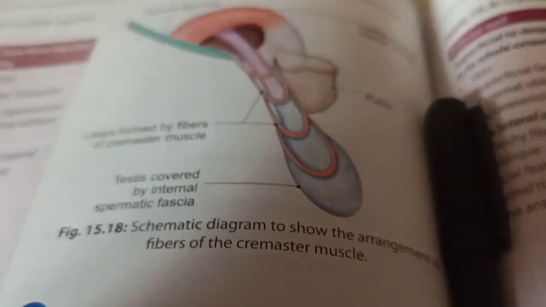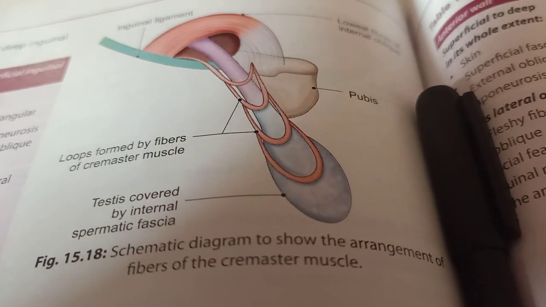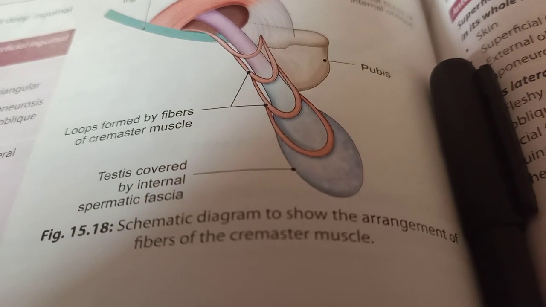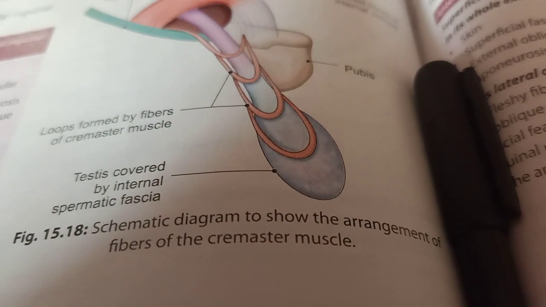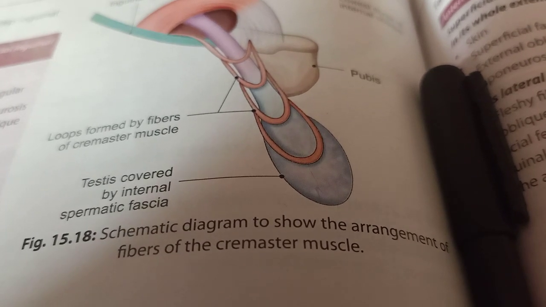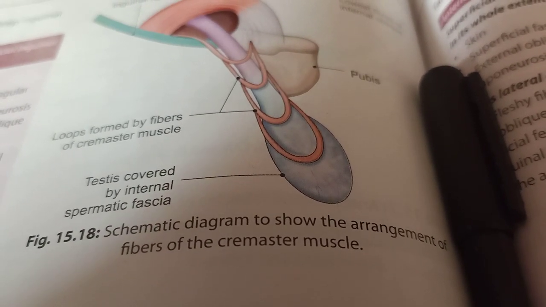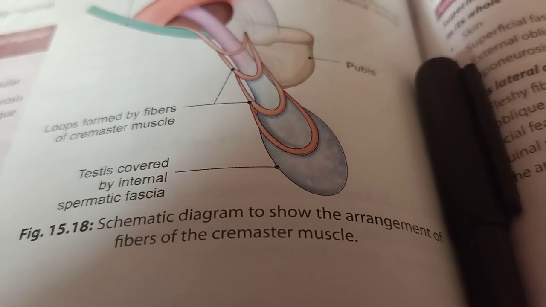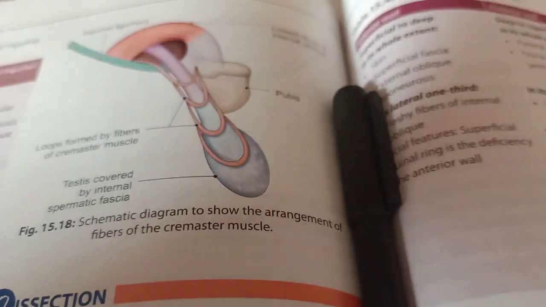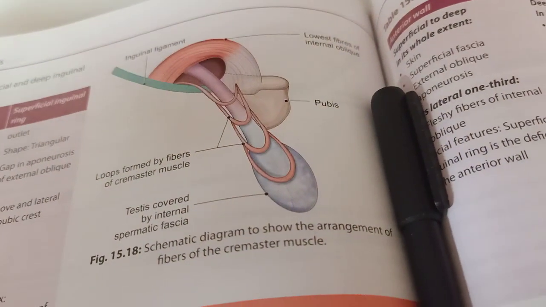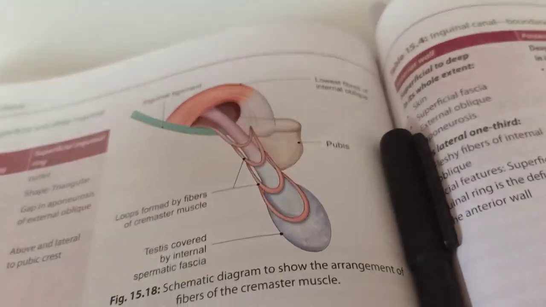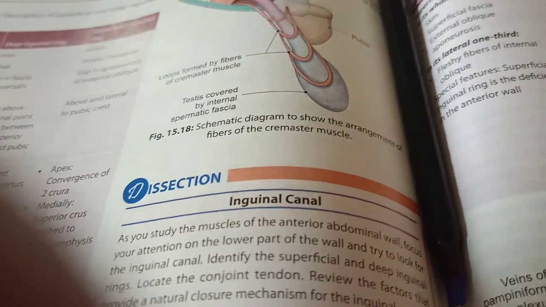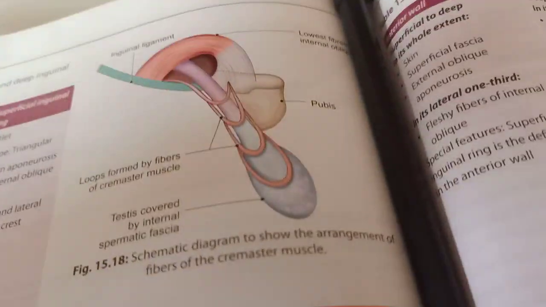This reflex is more seen in children, brisk, and the reflex is lost in upper motor neuron lesion above the L1 segment. Why? Because this is supplied by the genitofemoral nerve, L1. So if there is an upper motor neuron lesion where the injury is above L1, this reflex is affected. Okay, so this was about the cremaster muscle. Once again I'll repeat.